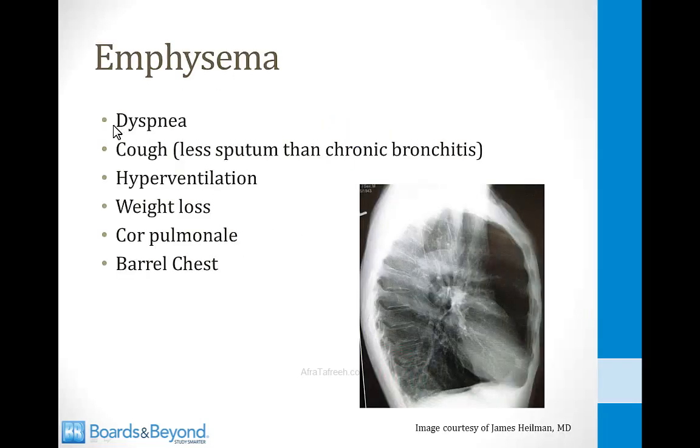The clinical findings of emphysema are dyspnea and cough, much like chronic bronchitis, although there tends to be less sputum than chronic bronchitis. There's hyperventilation.